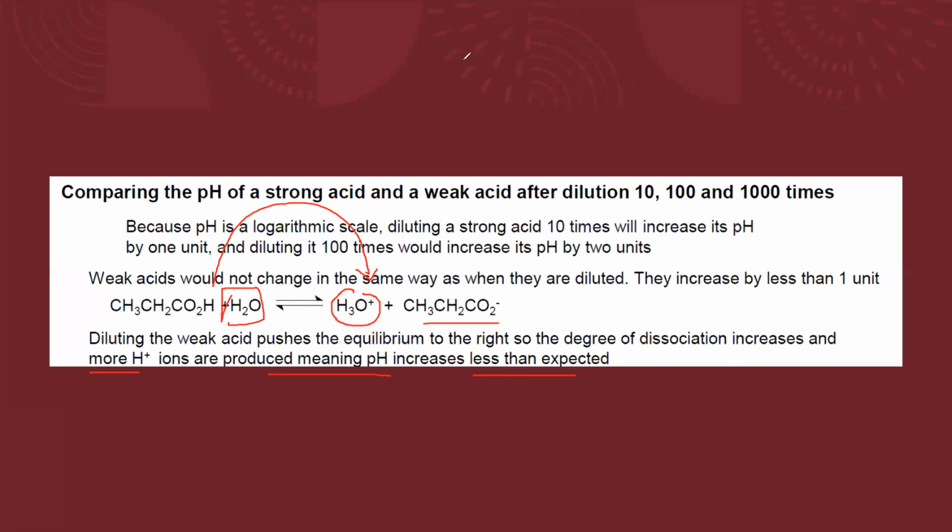But in the other one, when HCl was there, a strong acid, it is already fully ionized. So when I add water, it will not make any difference to the hydrogen ion moles. It only changes the volume of the solution. But in this case, the volume of the solution is affected, and the moles of hydrogen ions present at equilibrium are also affected. That's why it will not give us a change with the same factor as for strong acids. Is it clear?